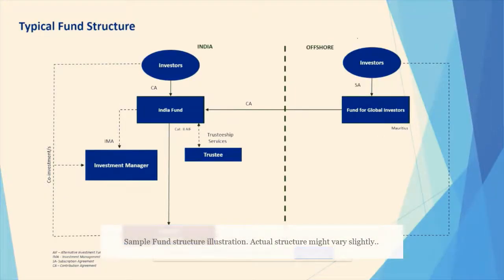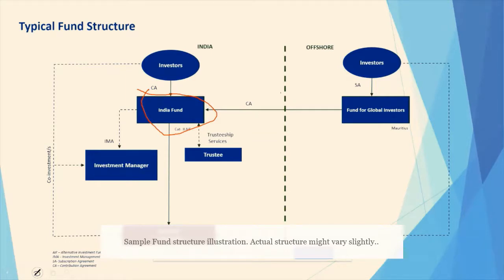So this is the typical fund structure followed by AIFs in India. And if you see here, this is the main fund, the India fund, which is a Cat 2 AIF fund. And it has an agreement with the Indian investors, and that agreement is called the contribution agreement.